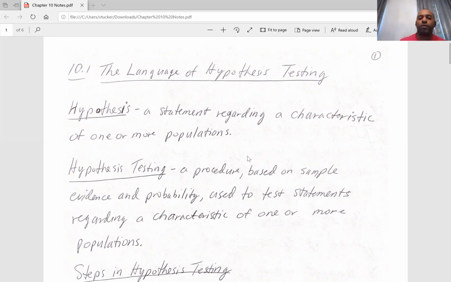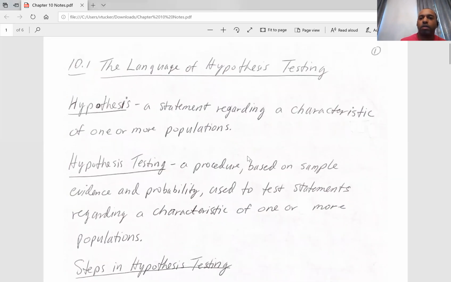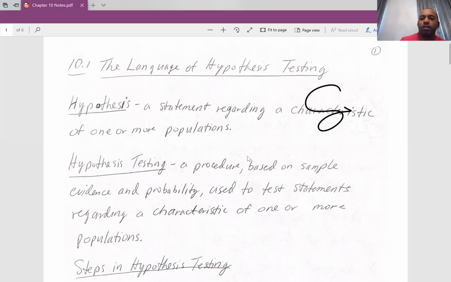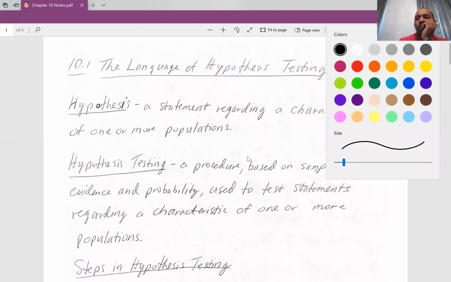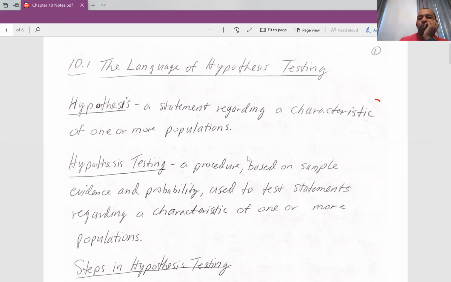Can I write on this screen? Okay. All right.